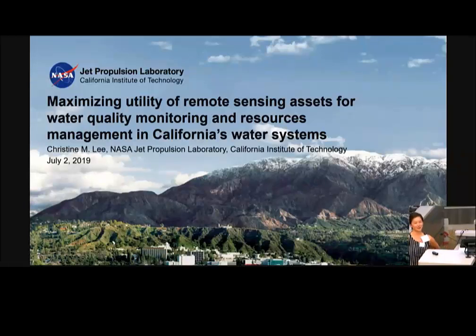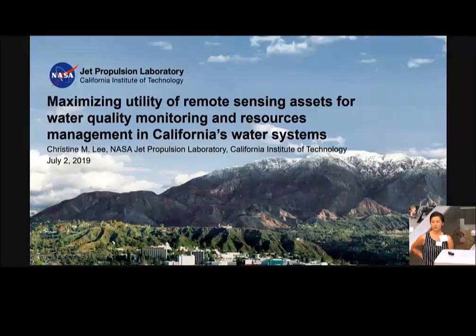So you'll see that the title of my talk is a little bit different from what's actually listed in the program. And that's because I wanted to talk about the entire project that covers not just turbidity, but other water quality parameters as well. We were selected for an award about a year and a half ago through NASA to try and improve the utility of different types of remote sensing data on enabling water quality monitoring, water resources management, focusing on California's water systems.